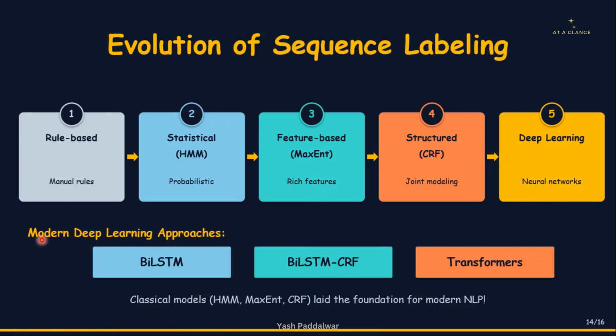Now, if I would like to specify the modern deep learning approaches for this, bi-LSTM, bidirectional LSTM, CRF, and transformers are some of the approaches which excelled in this particular domain of sequence labeling. Classical models like HMM, MaxEnt, CRF laid the foundation for modern NLP. So yes, all these indirectly helped us to reach deep learning neural networks for having the best approach of sequence labeling. So I hope the evolution is clear to you all.